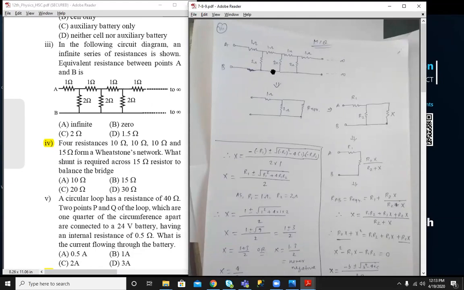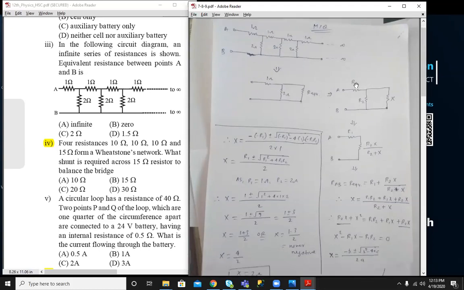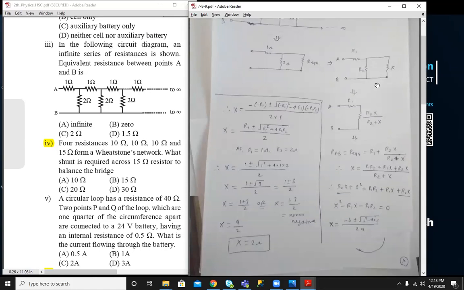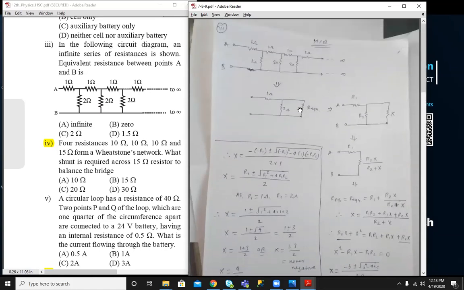As this whole is going to repeat again and again, let's say these 1 ohm, 2 ohm resistances are R1, R2. In general, I want to find this R equivalent, and this R equivalent is X. So R2 and X are in parallel. Hope you have understood why I've written it as R equivalent. Because if we find the R equivalent of this part, it is going to repeat again and again. So we can write the whole as R equivalent.